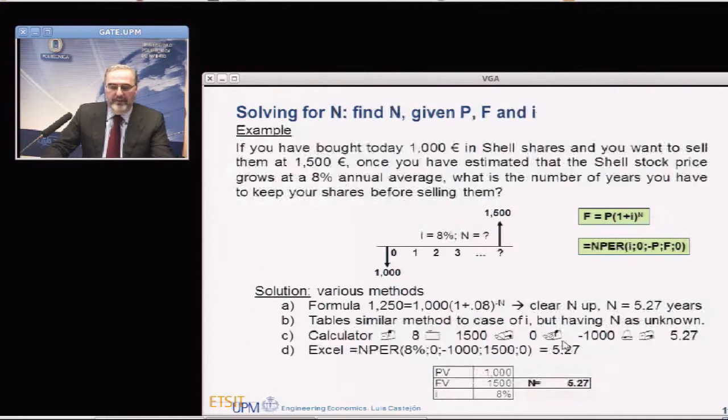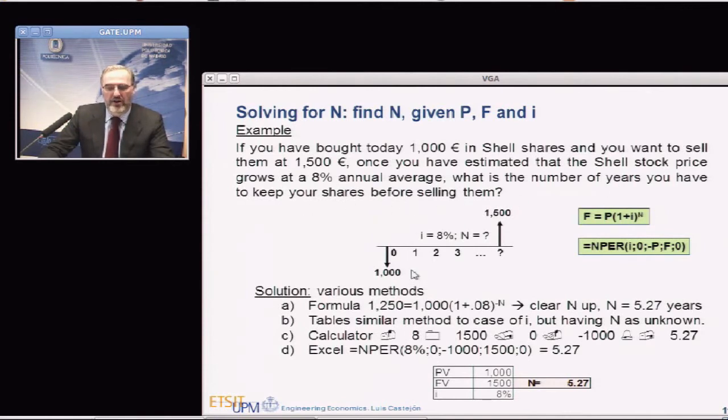So as you see, this is quite a direct calculation: solving for n, find the number of years given present and future values and i. So if you bought 1,000 euros in Shell shares today and you want to sell them at 1,500 euros, once you have estimated that the stock price grows at 8%, the compound annual growth rate, what is the number of years you have to keep your shares before selling them?